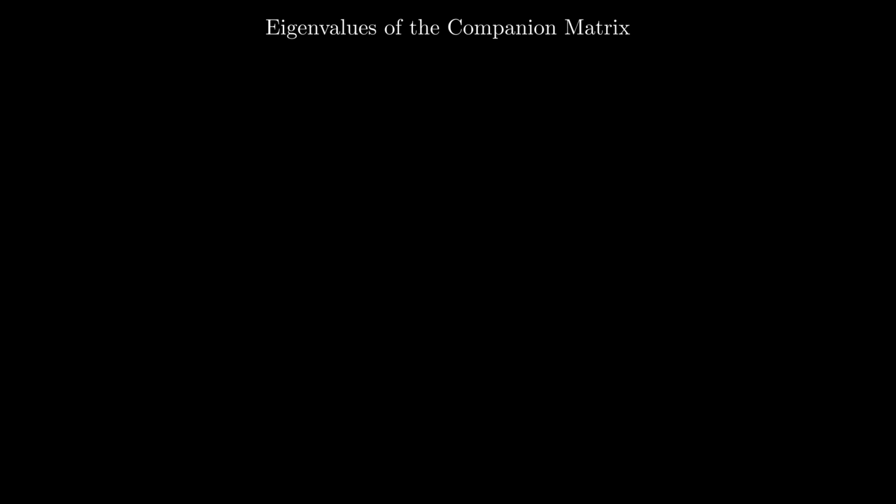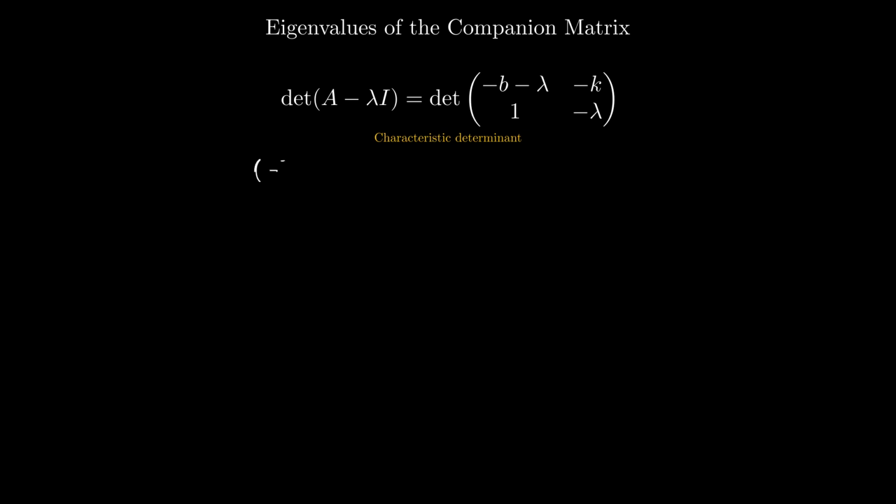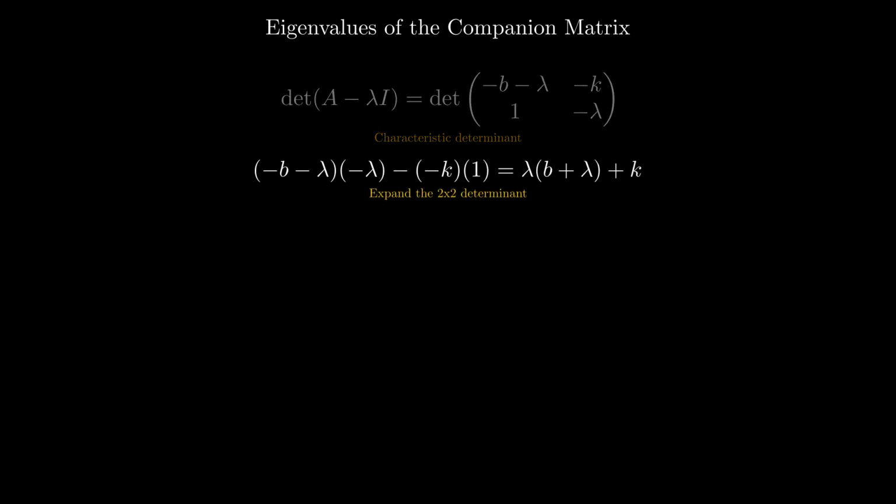Here's why this matters. Let's compute the eigenvalues of the matrix A in the 2x2 case. We form A - λI and take its determinant. The matrix has top row -b - λ, -k and bottom row 1, -λ. The determinant is (-b - λ)(-λ) minus the product of -k and 1. That simplifies to λ(b + λ) + k, which is λ² + bλ + k. Setting this to 0 gives λ² + bλ + k = 0.